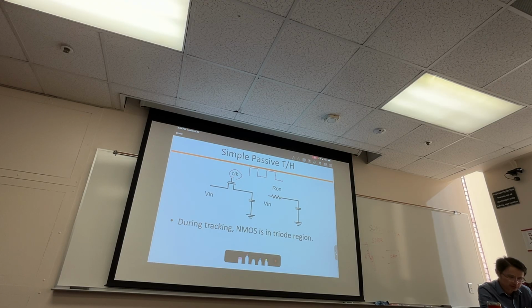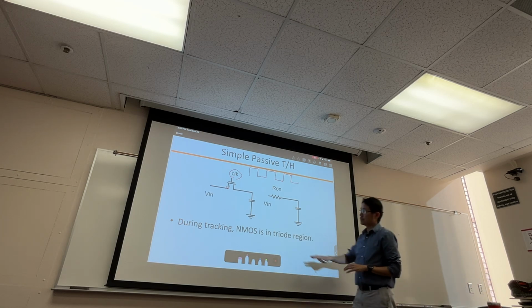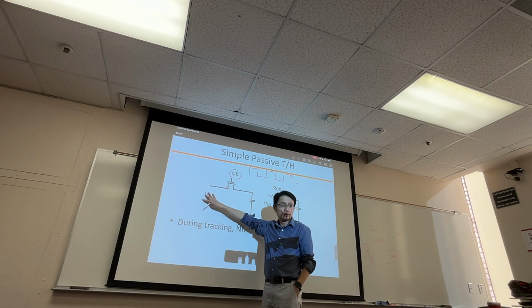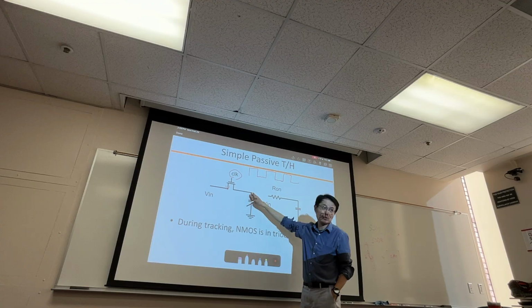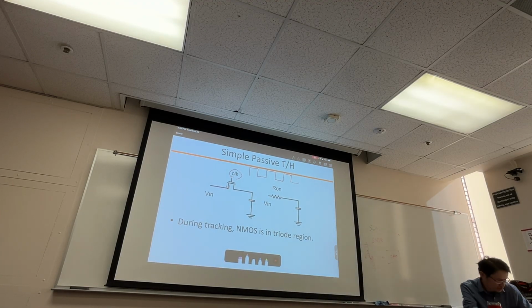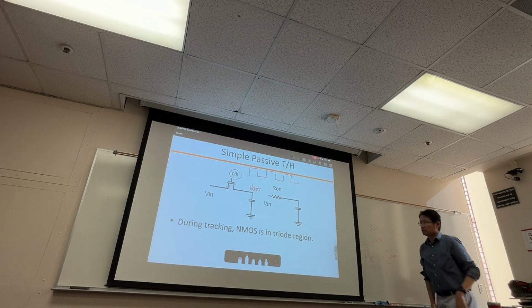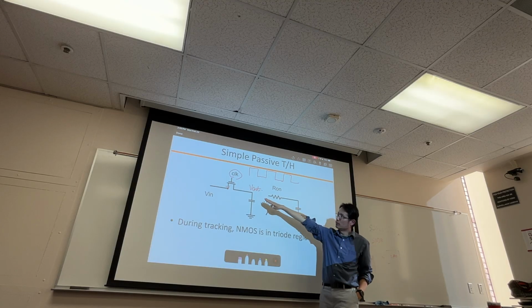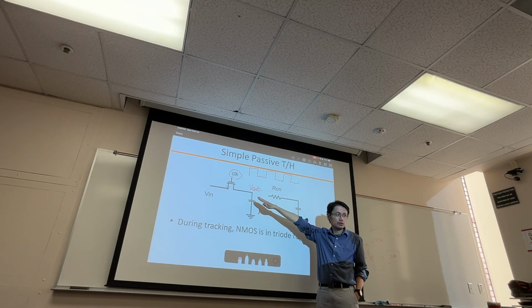Let's try to understand this. When the clock is high, what is that transistor? In this case, it's a MOS transistor. This is the continuous time input that you're trying to sample and hold, or track and hold, and that's the output of the track and hold. So input and output. When the clock is high, what is the mode of operation of that switch?